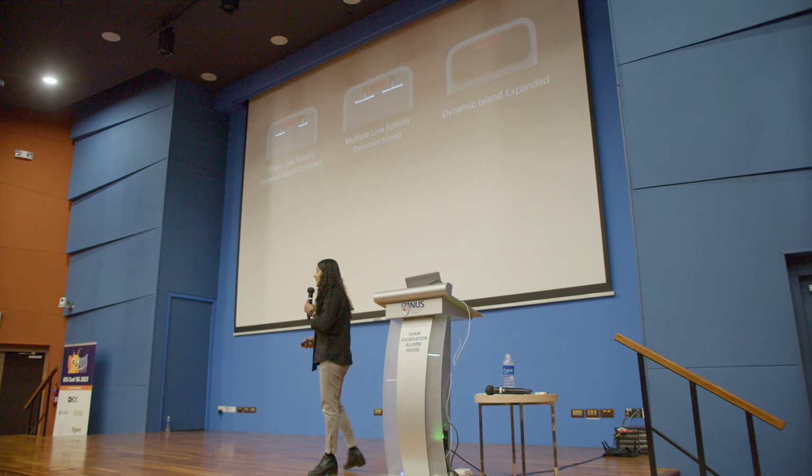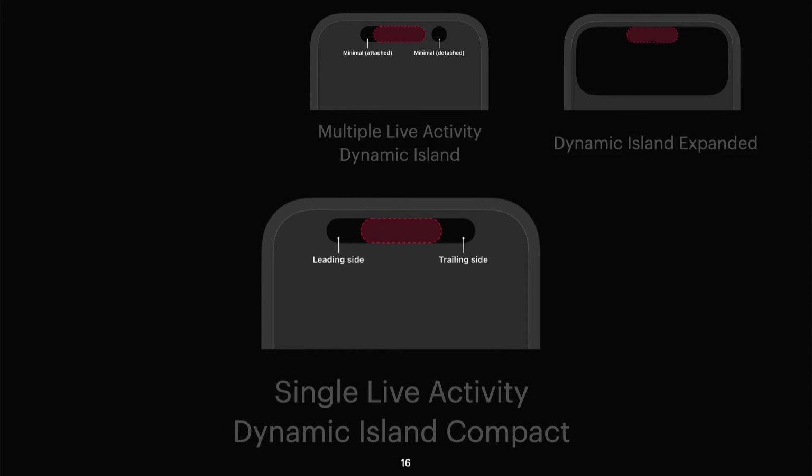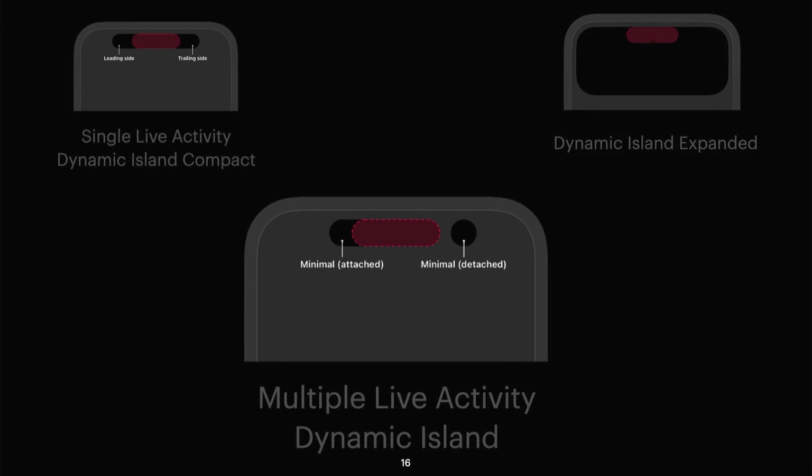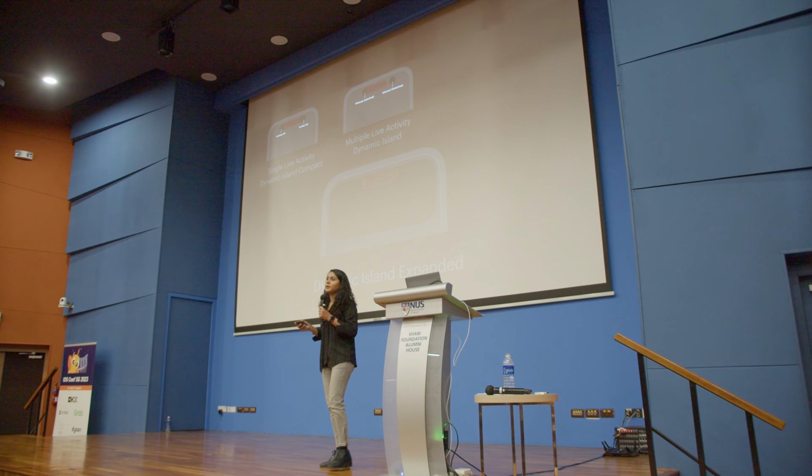Coming on to dynamic island, it supports different presentations. When a single live activity is active, it would take up the compact leading and the compact trailing presentation of the dynamic island. When we have multiple live activities active, one would be displayed in the minimal attached, and the other one would be displayed in the minimal detached. When the user touches and holds any of the compact and minimal presentation, they would see the dynamic island expanded state. Live activities are expected to be glanceable.